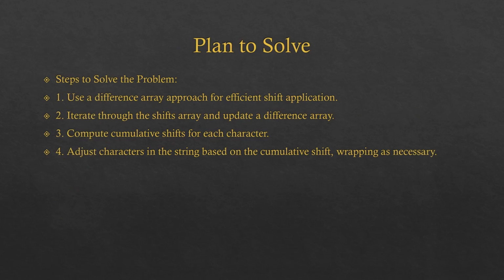To solve this problem effectively, we will use a difference array approach. First, we will iterate through the shifts array and update a difference array based on the start, end, and direction of each shift. Then we will compute the cumulative shifts for each character. Finally, we will adjust the characters in the string based on the cumulative shifts, ensuring that we wrap around from Z to A or vice versa as needed.